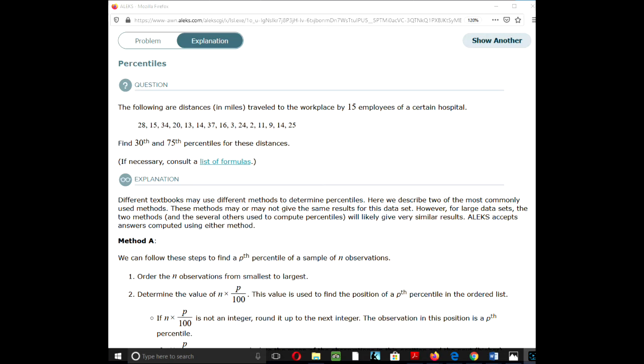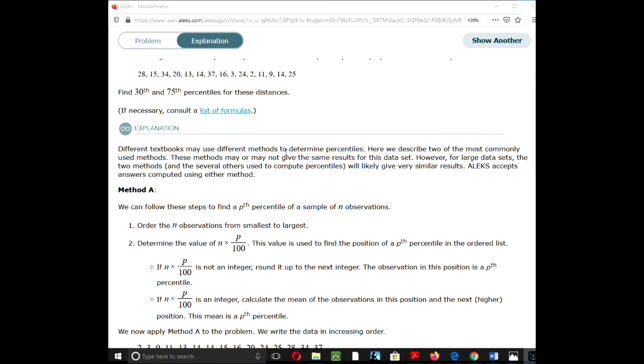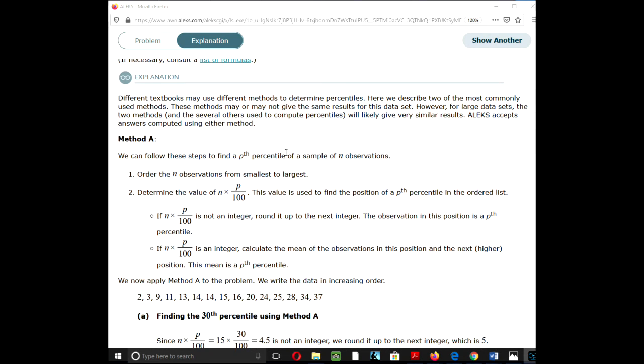Percentiles. The following are distances in miles traveled to the workplace by 15 employees of a certain hospital. Here are the distances in miles for the 15 employees: 1, 2, 3, 4, 5, 6, 7, 8, 9, 10, 11, 12, 13, 14, 15. The first thing we absolutely have to do before we start this problem is place the numbers in order from least to greatest. We know we have 15 employees.